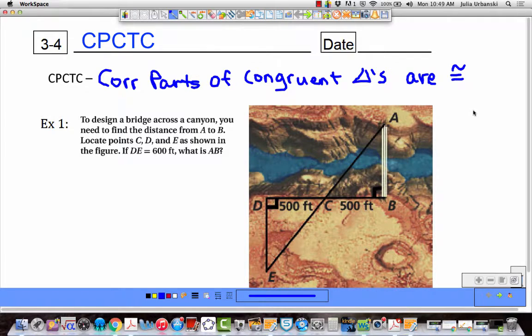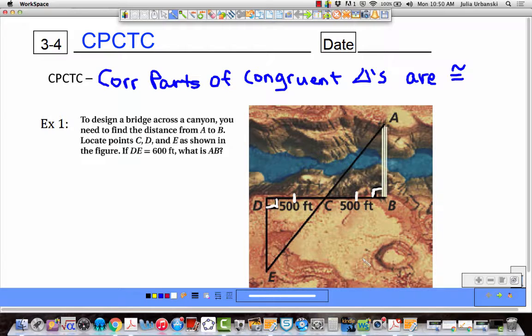So let's start with these triangles right here. I'm going to show you that they're congruent, and then you're going to use the corresponding parts. All right. So first of all, do you see these right angles? What do we know about right angles? That they're always congruent. They're always congruent. So we have a pair of congruent angles here. Do you see this side, 500 and 500? Are those congruent? Yeah. 500 matches 500.